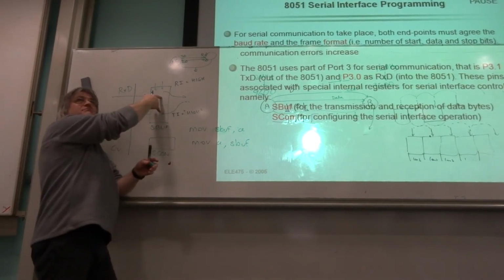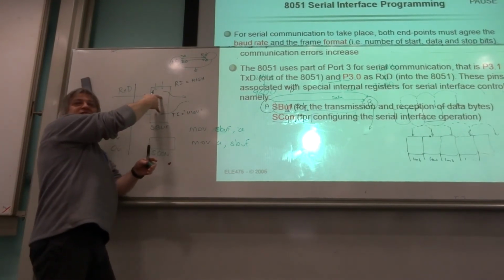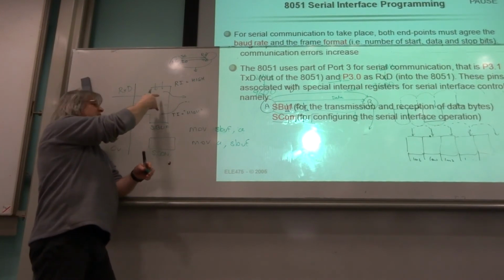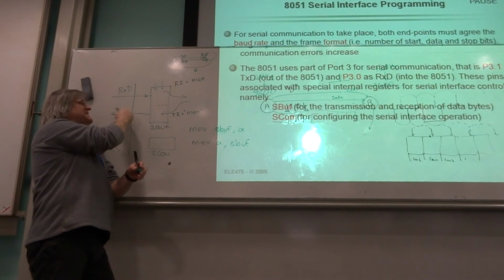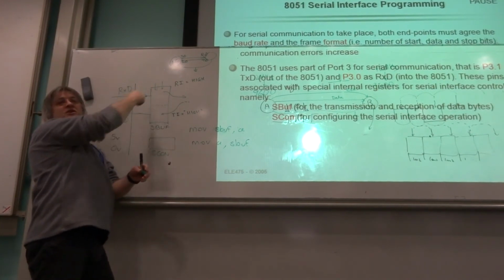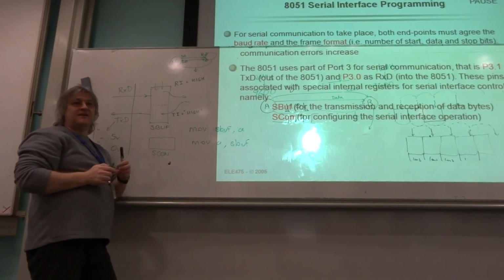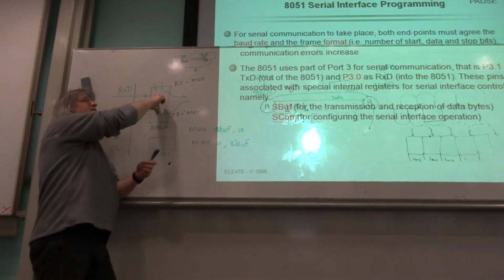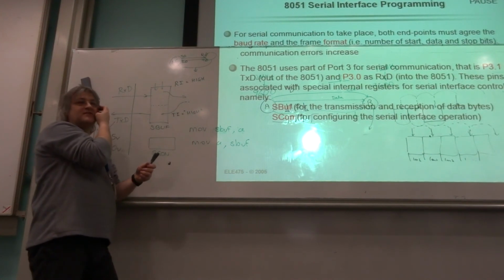So next week, we're going to carry on with this, and I'm going to show you how to configure the timers in order to generate information so that it will be sent out at precisely a certain rate. And if it's coming in, you'll sample it at the right rate. So we'll do a little bit of maths, not much, just to configure the serial interface. So it won't take us long.